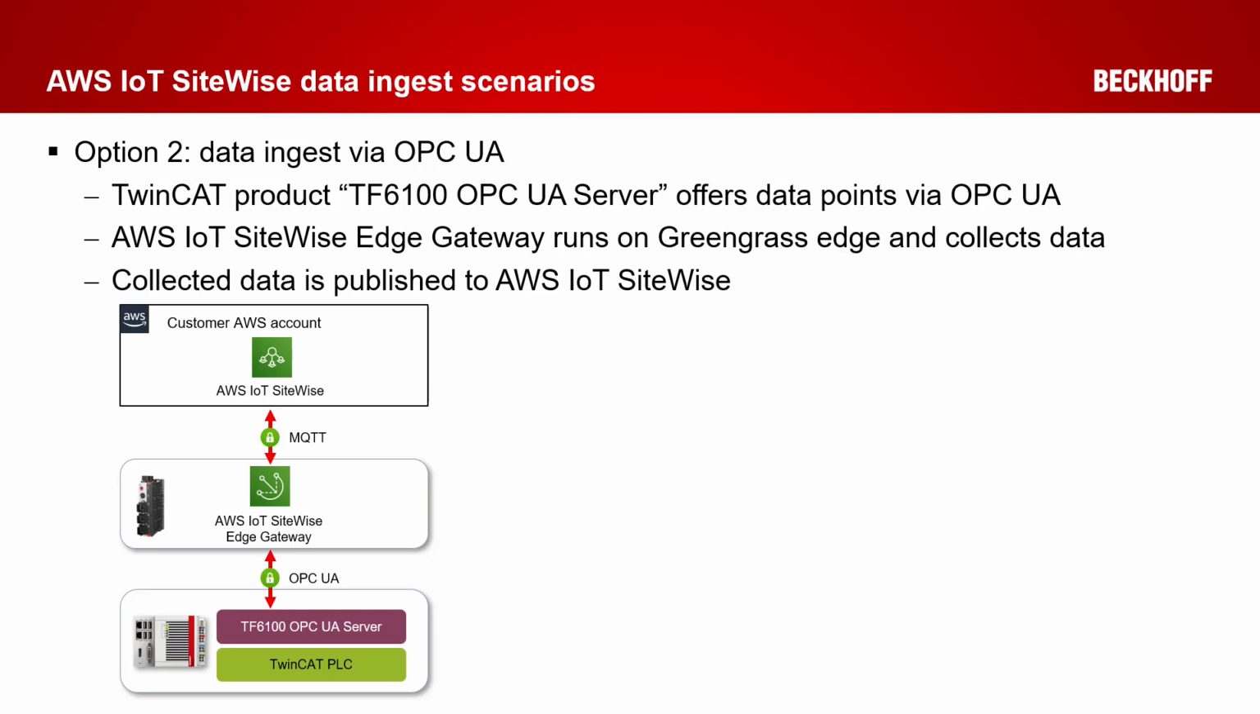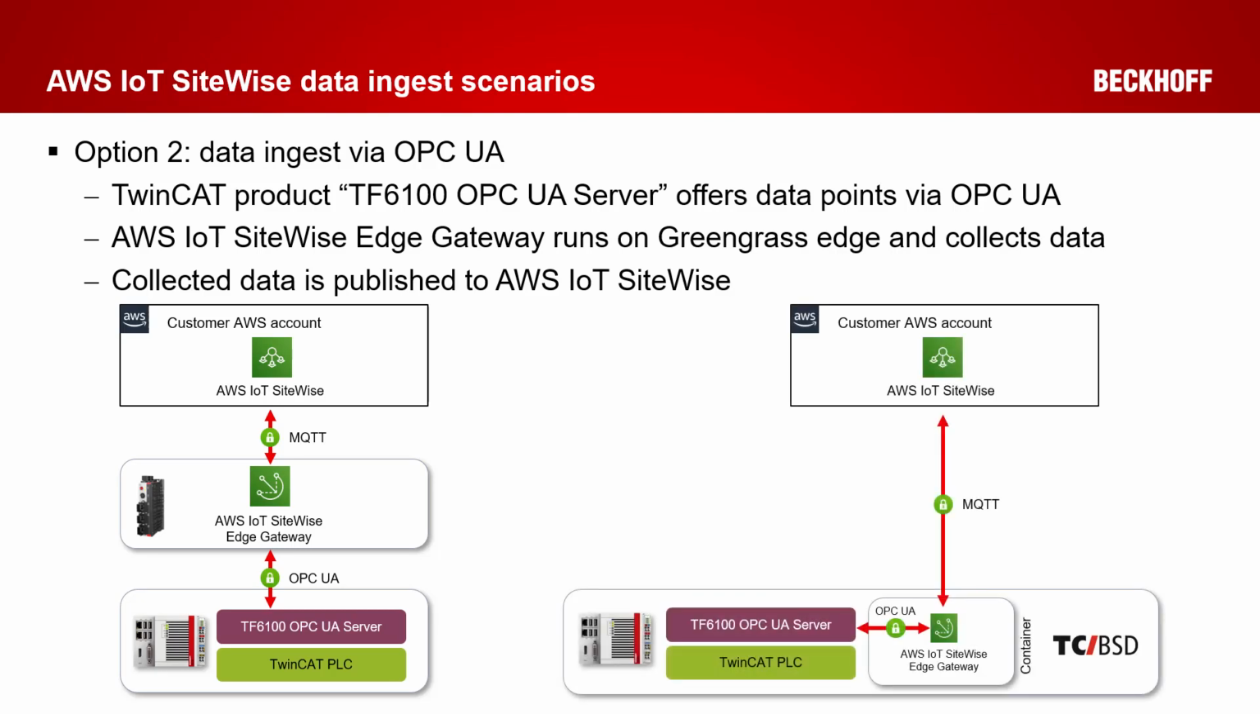I think it's important to understand that you can also combine the edge device and the controller into one single device. With the new operating system, TwinCAT BSD, you can run both AWS IoT Greengrass and the TwinCAT PLC real-time and the TwinCAT OPC UA server on the same device. In this case, you would run the SiteWise Edge Gateway in a Docker container together with AWS IoT Greengrass, and the TwinCAT PLC real-time and the TwinCAT OPC UA server would run on the host system, as you can see here on the right hand side.